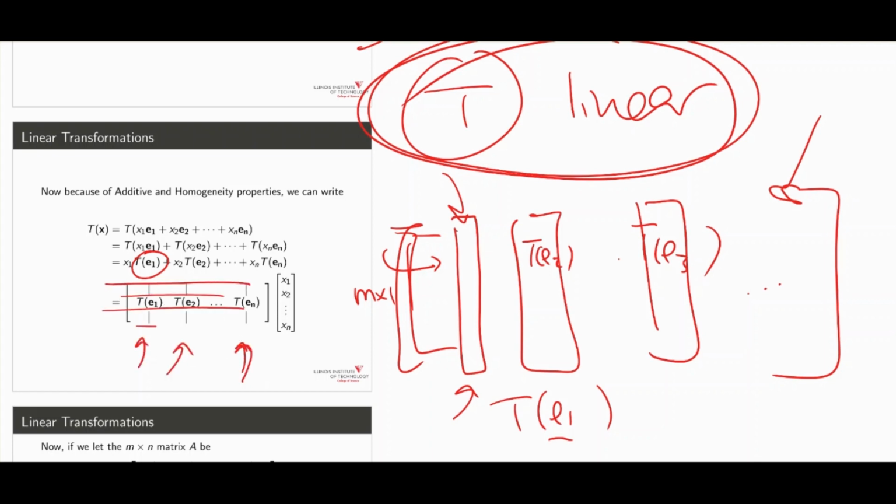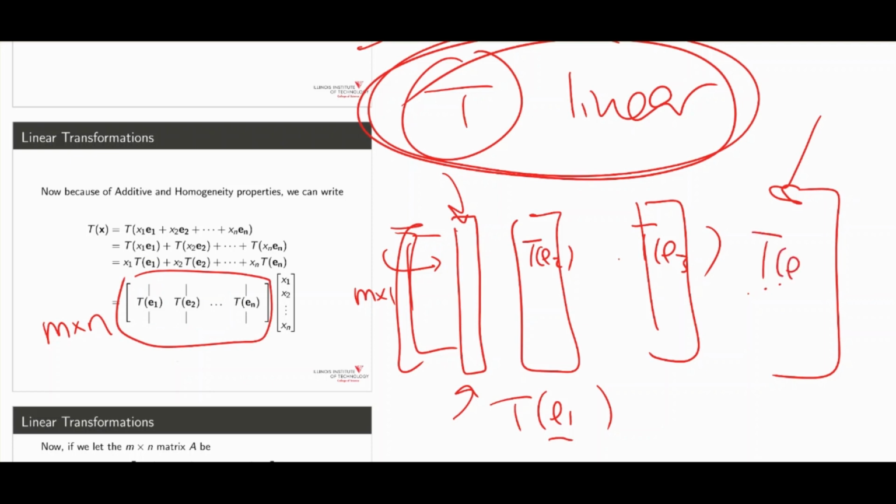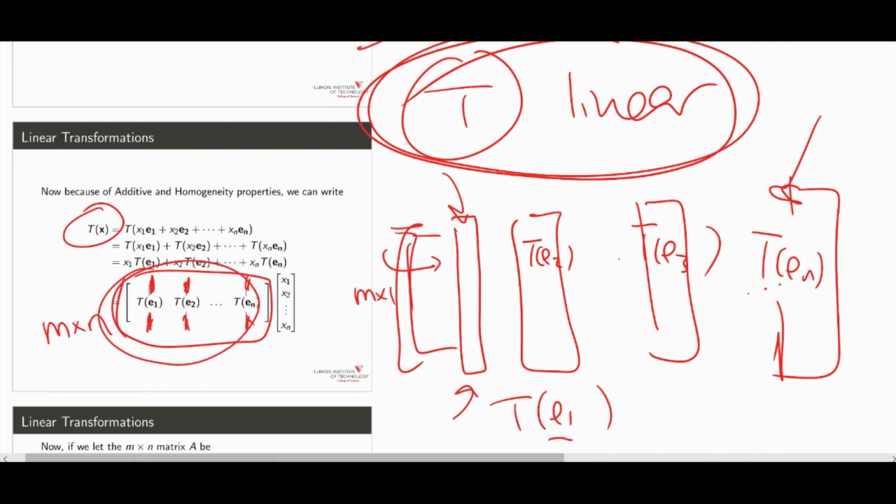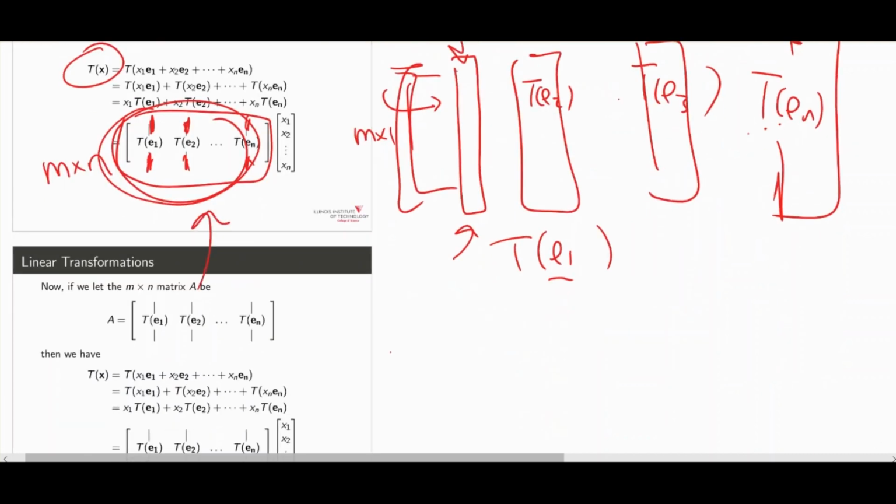And how many rows do you have? M rows, so this is an m by n matrix. The way you construct this matrix is to do this, okay? Again, this vertical line here is to indicate these are the columns. We used this notation before. And now you can see T of X is A of X. This is what we call the matrix A now.